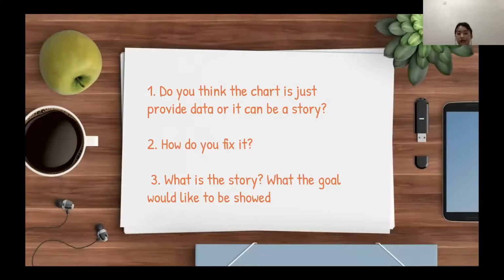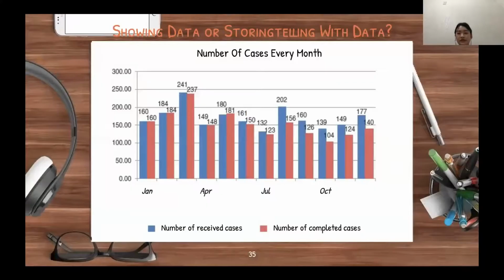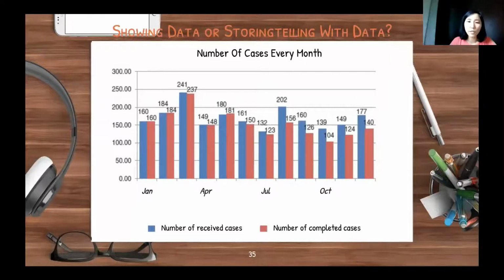And the first topic is here. Jessica will help everyone into the group, and you will have 10 minutes to discuss how to fix it and what story you would like to provide to your audience. Okay, so Maisie, can you just share the 3 questions in the chat?